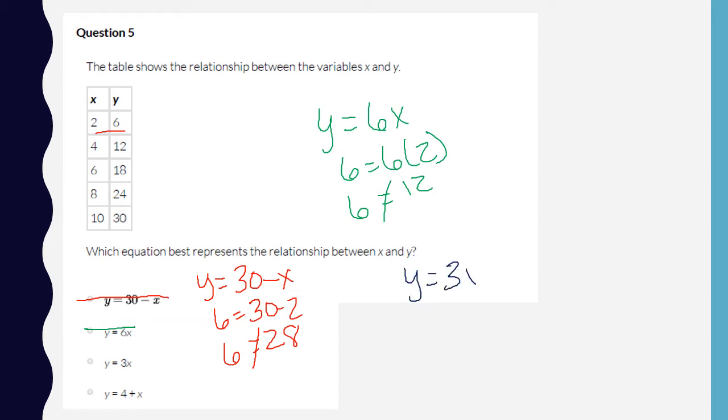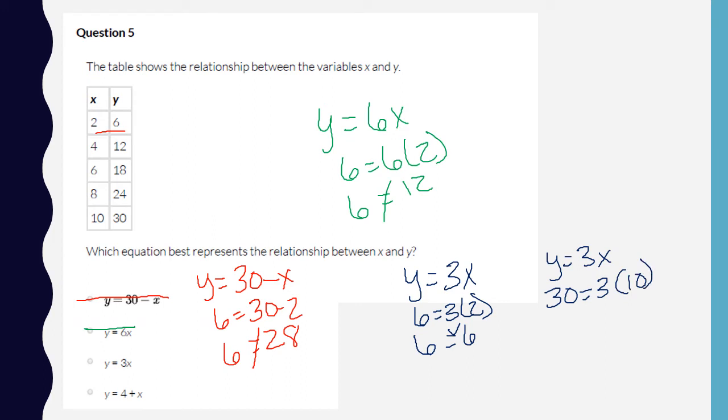Y equals 3x. So I'm going to plug in my first ordered pair again. 6 equals 3 times 2. 3 times 2 is 6. And 6 does equal 6. That may be my answer, but I want to try it with another ordered pair. So I'm going to pick the bottom one. So 30 equals 3 times 10. And you could pick any of those ordered pairs. I just picked the bottom one, just because. So 3 times 10 is 30. So since both of those checked out, that is my answer.